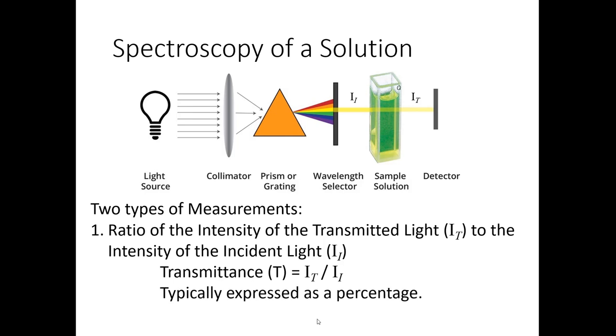Notice that although this is a ratio, we sometimes can express it as a percentage, and as the ratio would indicate, the higher the value of T means the more light is being transmitted.